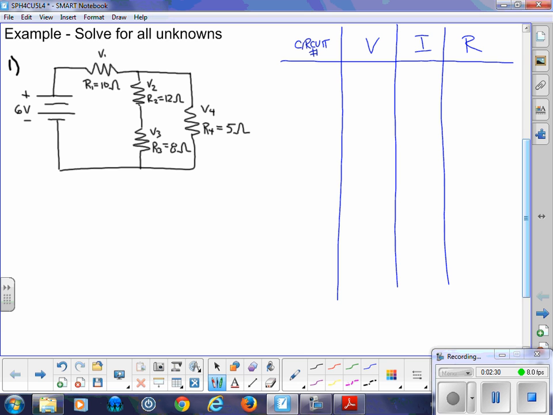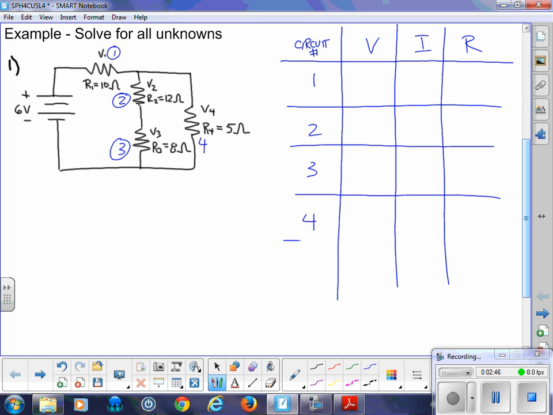Every resistor is going to be given a number, so you can't number them wrong. 1, 2, 3, and 4. So that means I have 4 components I need to analyze here. So 1, 2, 3, and 4. And then the last one is going to be my total column.